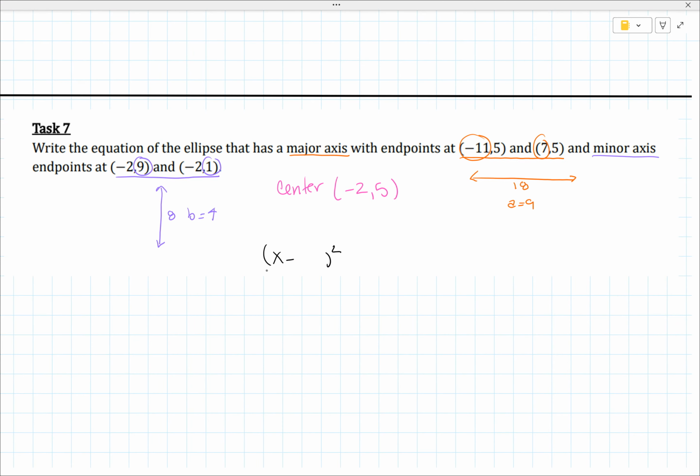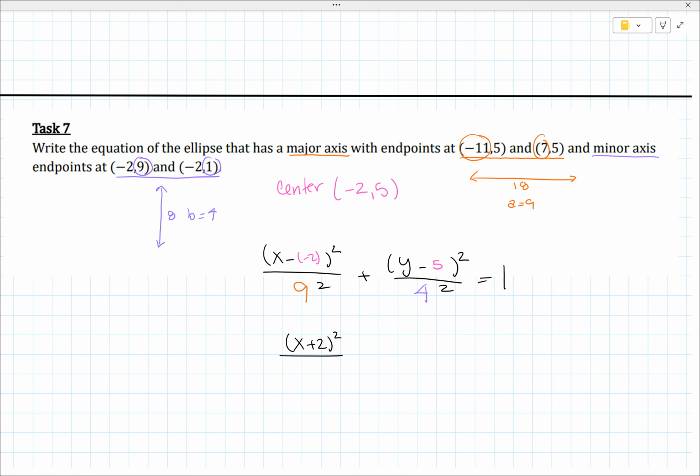All right, get everything set up. Equals 1, and then we're going to plug in our center, -2, 5, and then the A of 9 is going underneath our X, since that is our horizontal change. And then our B value, 4, is going to go underneath the Y squared, because that's how much we're going up and down. All right, last step, simplify everything.